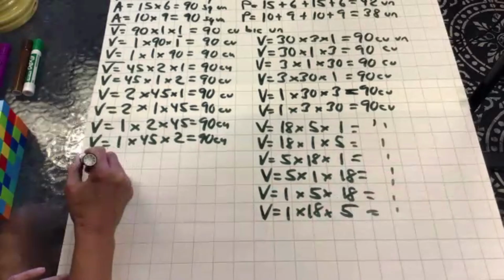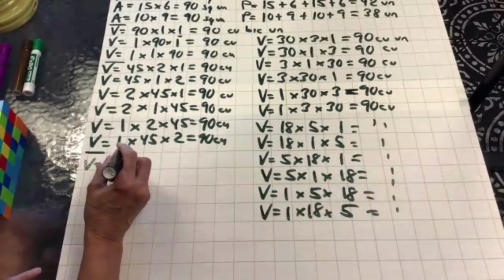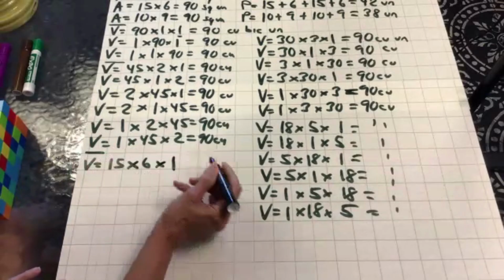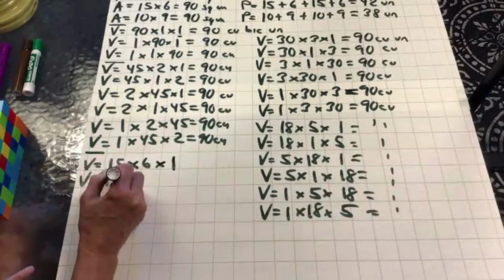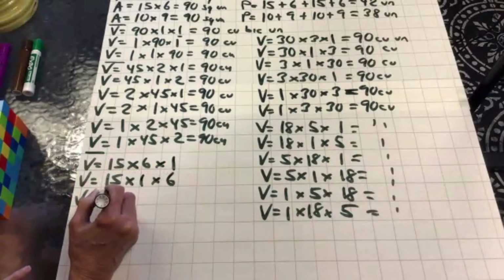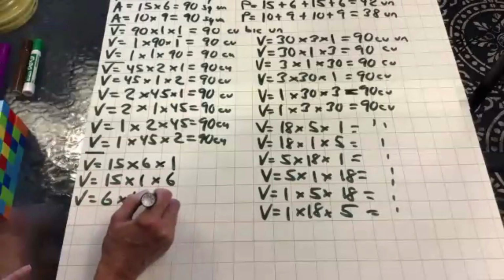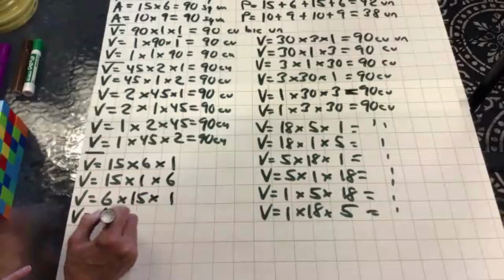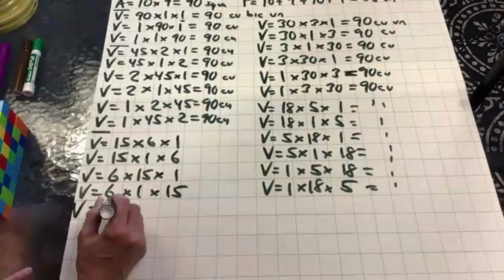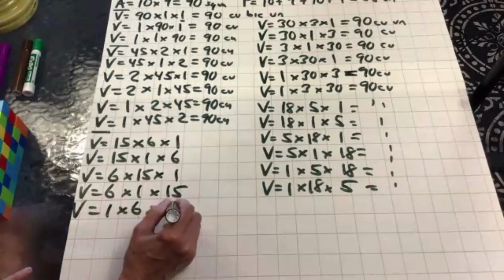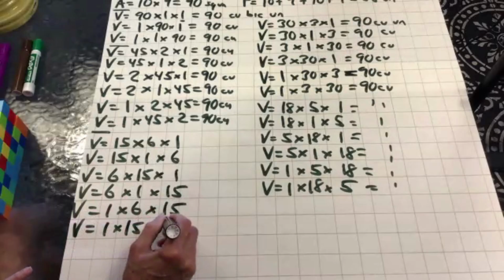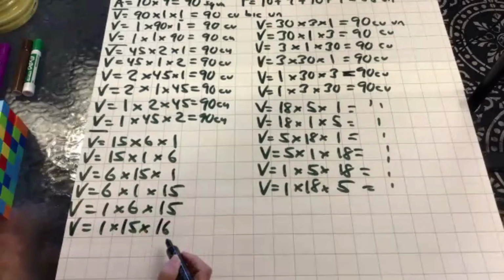All right, let's go on to the next one, which would be 15 by 6 by 1. 15 by 1 by 6. And 6 by 15 by 1. 6 by 1 by 15. 1 by 6 by 15. And 1 by 15 by 6. And there we have those 6.